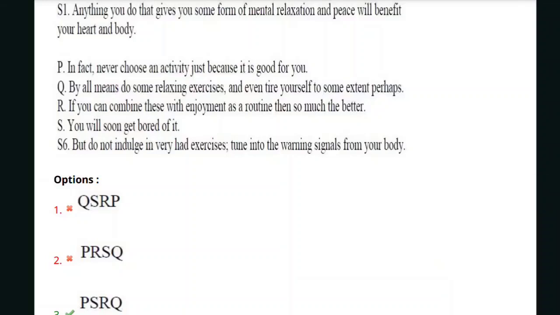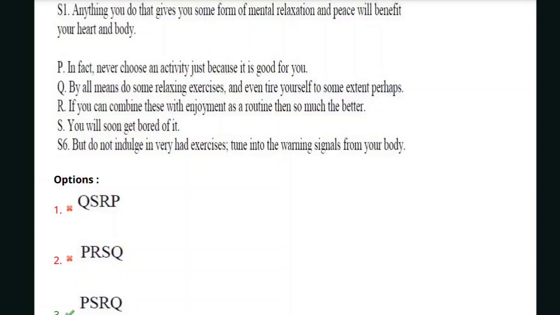Let's look at the correct order of the sentences in this passage. Anything you do that gives you some form of mental relaxation and peace will benefit your heart and body. In fact, never choose an activity just because it is good for you. You will soon get bored of it. If you can combine this with enjoyment as a routine, then so much the better. By all means, do some relaxing exercises and even tire yourself to some extent perhaps. But do not indulge in very hard exercises. Tune into the warning signals from your body. So the correct order here is PSRQ.